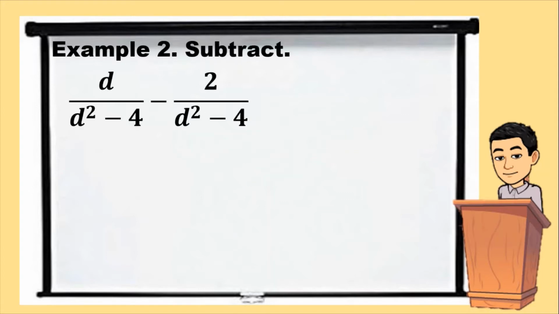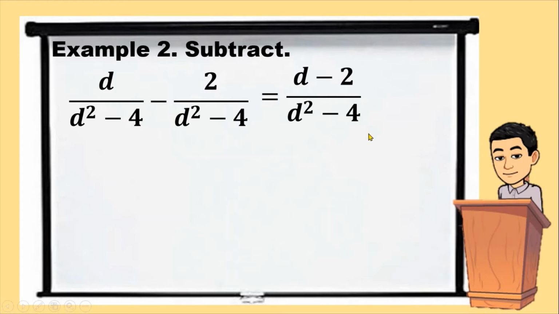Let's have another example, subtraction this time. d over d squared minus 4 minus 2 over d squared minus 4. The denominators are the same, d squared minus 4. We just simply copy that. For the numerator, we will write d minus 2, simply because we cannot perform subtraction between d and 2, so we just simply write d minus 2.